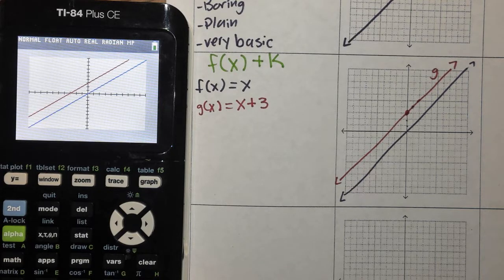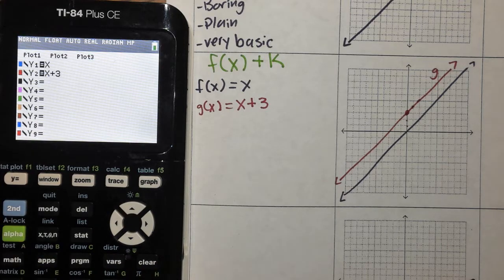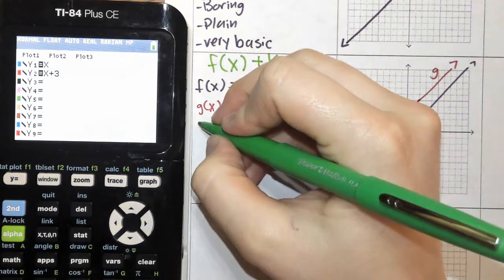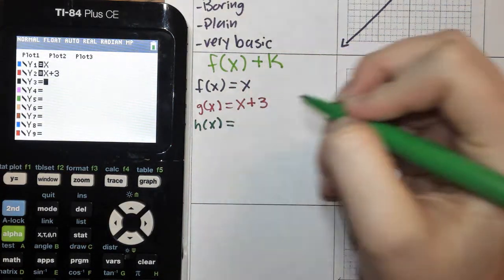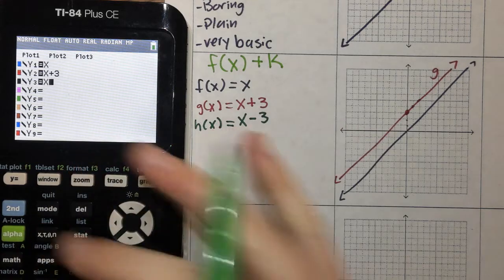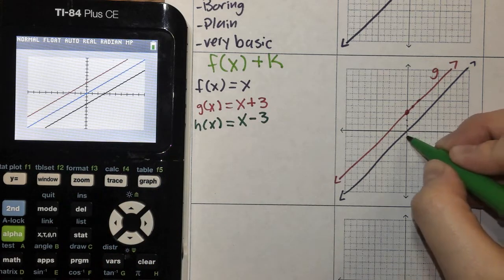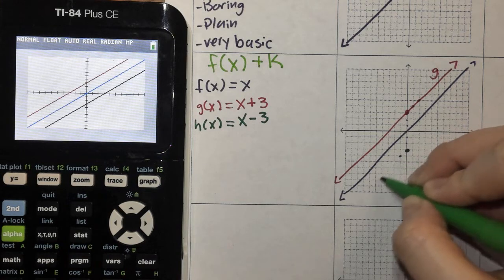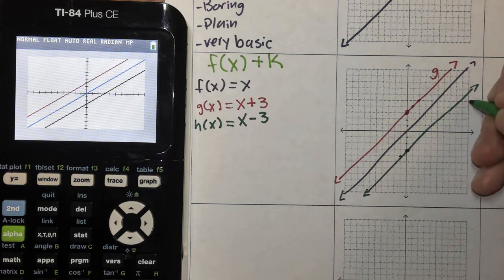Okay, so now I've got a new equation. We're going to figure out what this is going to do. H of x is equal to x minus 3. What do you think is going to happen to the graph? It's going to go down 3. Let's double check with our calculators. Okay, there's our new line. Oh, imagine that. It did go down 3. There is our new line.